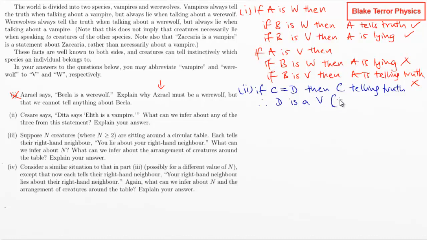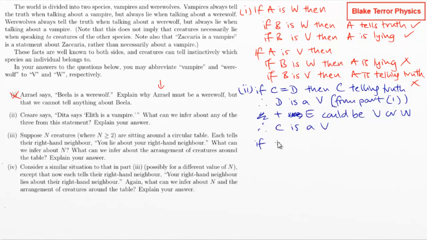So that's from part 1. And we don't know about E; E could be V or W. Therefore, C is a vampire. Okay, so that's a possibility.